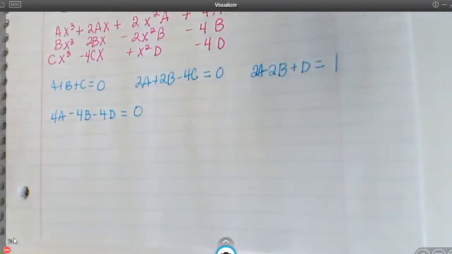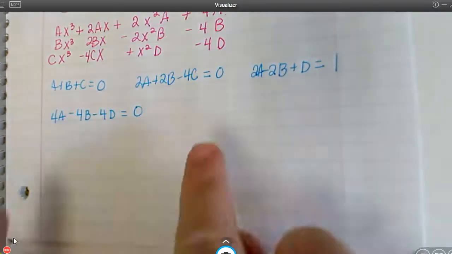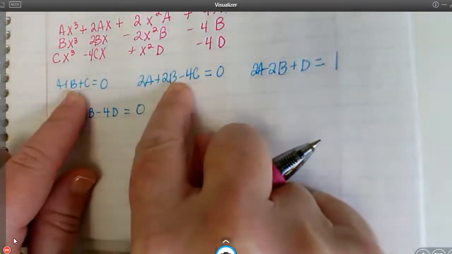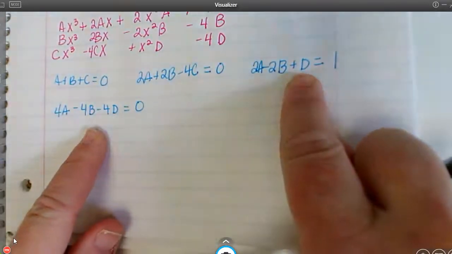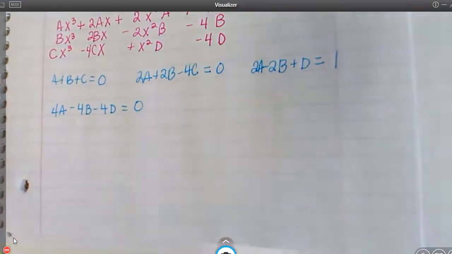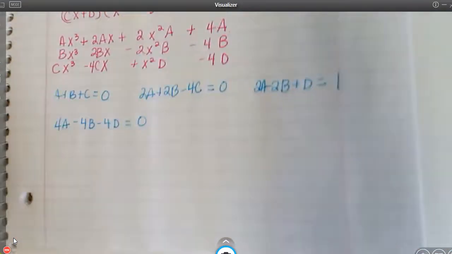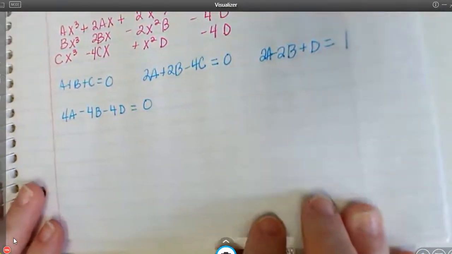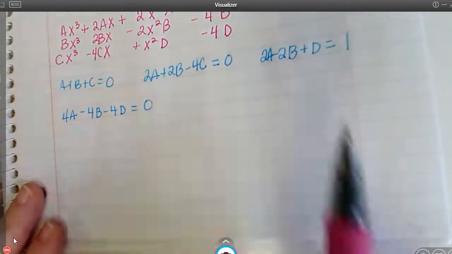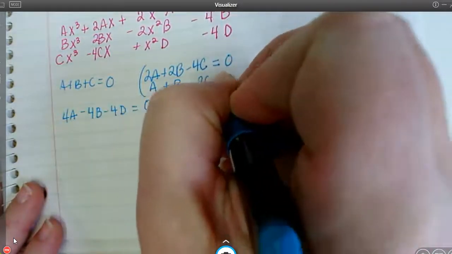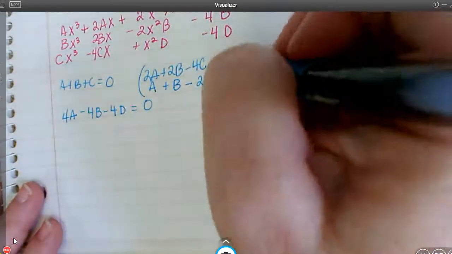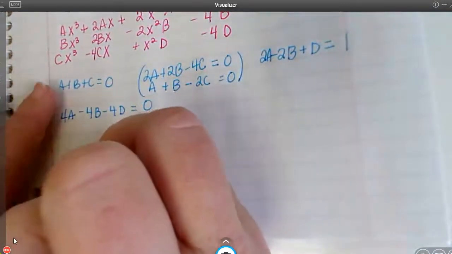For this, I'm going to pick two equations that have the same letters in them and try to combine them and work them out. Like I'm going to try to see if these two together will give me something, or if these two together will give me something. Okay? And you can do it whichever way you want to. Again, like I've talked about before, I really like elimination, so I'm probably going to change this one right here. Divide by 2 and get A plus B minus 2C equals 0. And see if I can combine that with this one.